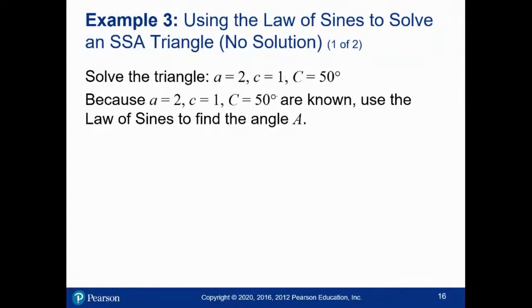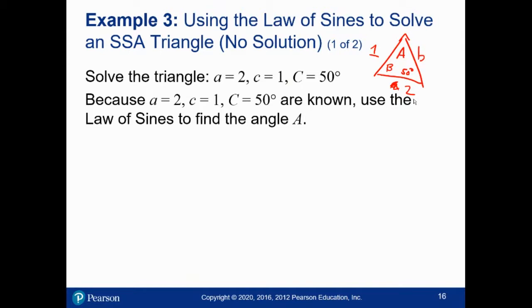So I like to start by drawing a triangle that makes no effort at being accurate. This is my unknown angle A. This is my unknown angle B. This is my known angle of 50 degrees. Across from 50 degrees goes a side length of 1, and across from angle A goes a side length of 2. Across from angle B goes the unknown length b. So I do have the sides a and c.